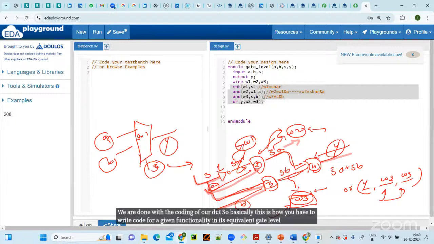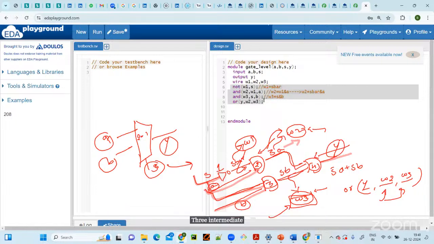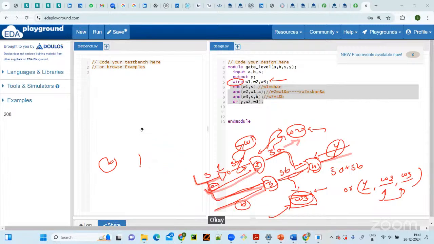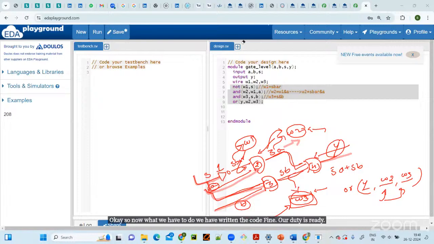So what is important here is declaring the intermediate connections. How many intermediate connections did I take here? 3 intermediate connections. They are wire W1, wire W2, wire W3. So intermediate connections in Verilog are declared with the keyword known as wire. I have declared them here in line number 5. Okay, so now what do we have to do? We have written the code. Fine. Our DUT is ready. Our design is ready.